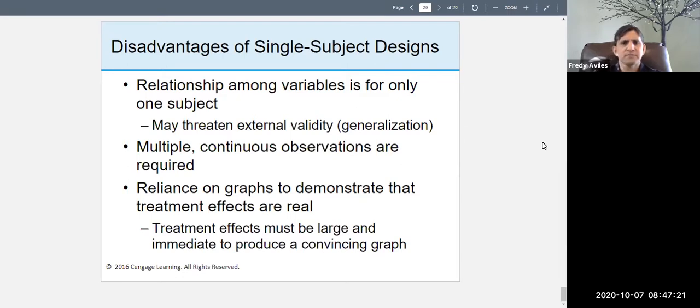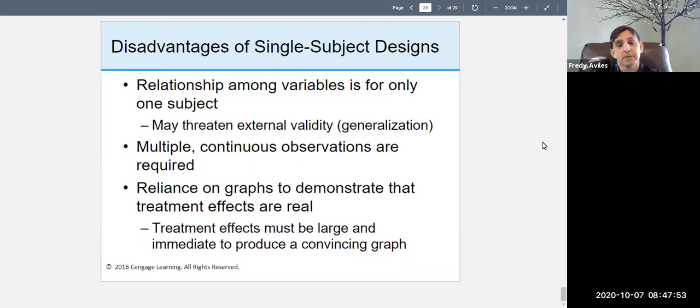Another disadvantage of single subject designs is that you need multiple continuous observations. So you need to observe over a period of time, okay? Multiple times. You need to observe under baseline, under treatment, and you need to do it for a period of time. Now, sometimes I told you guys that it could be minutes. Usually it's not minutes. It's usually hours, days, weeks, months, right?